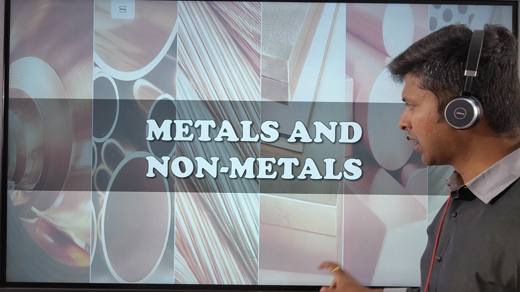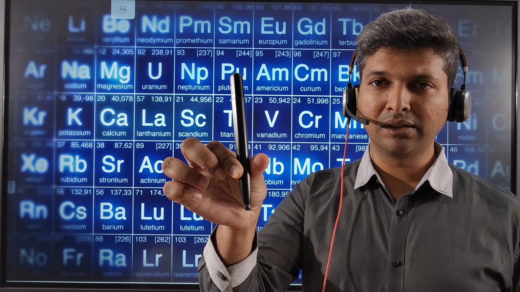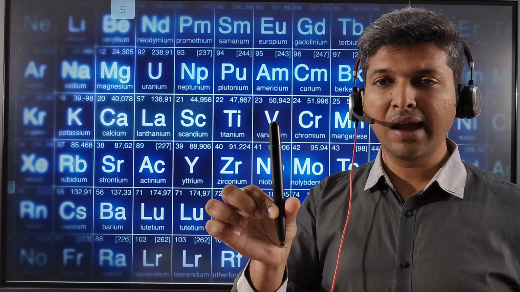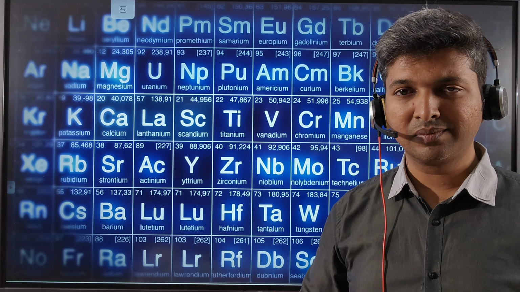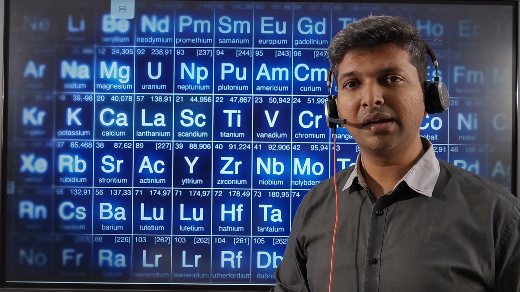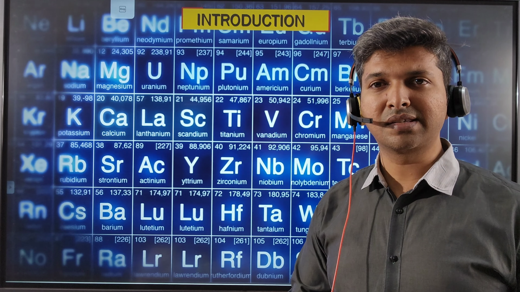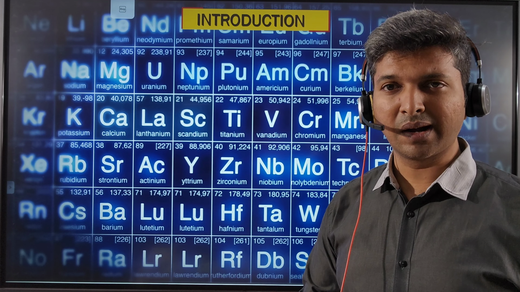In this chapter, metals and non-metals, if you look around yourself, you will find many objects which are made up of metals as well as non-metals. Say for example this pen, it is made up of plastic, and it is a non-metal. Then if you look at this ring, this ring is metallic, it is made up of a metal. So there are many things around us and they can be classified into metals and non-metals. Even our periodic table is full of such elements, that is metals and non-metals.